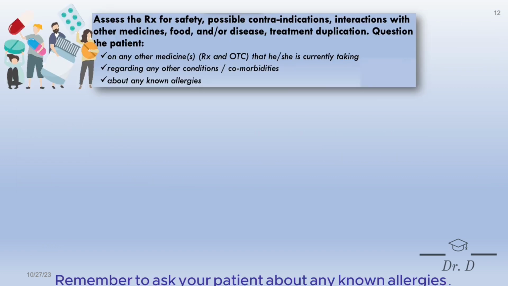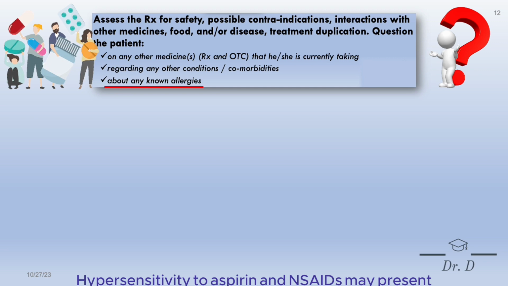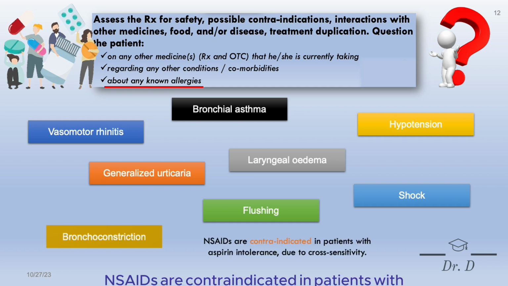Remember to ask your patient about any known allergies. Hypersensitivity to aspirin and NSAIDs may present with vasomotor rhinitis, urticaria or hives, bronchoconstriction, asthma, hypertension or shock. NSAIDs are contraindicated in patients with aspirin intolerance due to a possible cross-sensitivity.